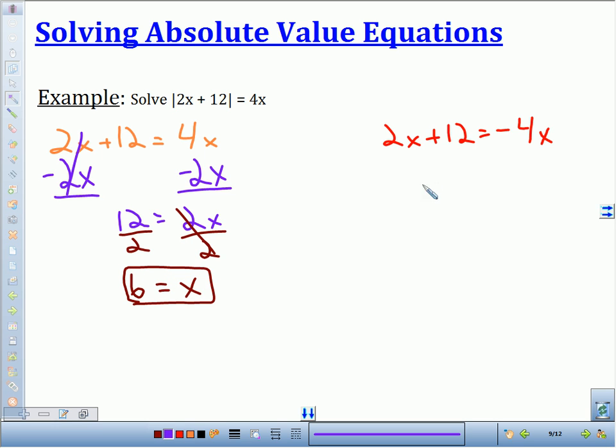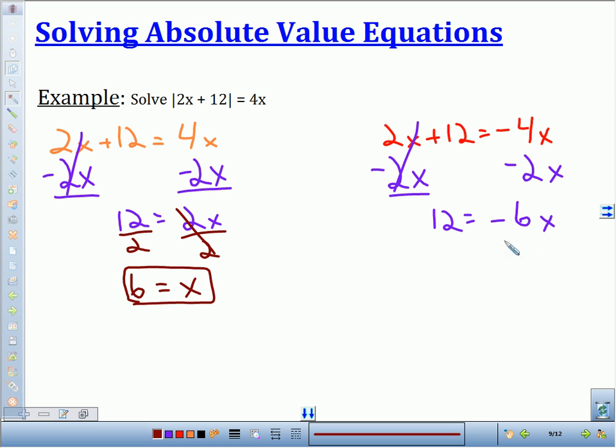On the other side, I've got 2x plus 12 equals negative 4x. And again, the same idea. I want to get all of my x's to one side, so I can do the same thing. I can subtract 2x. This time, when I subtract 2x, I get 12 equals negative 6x, because negative 4x plus minus 2x is negative 6x.